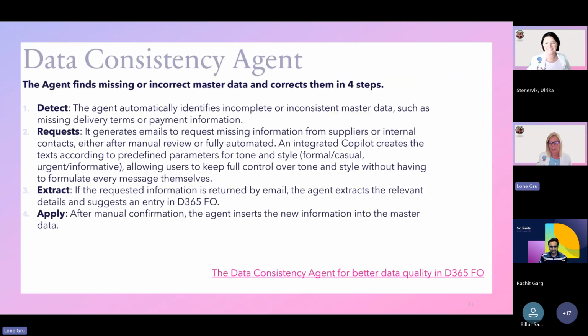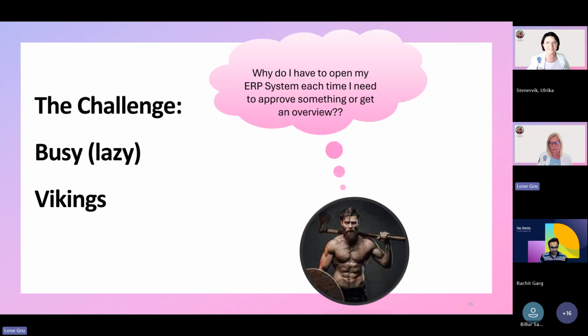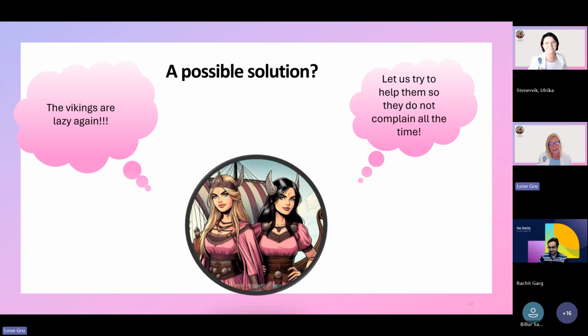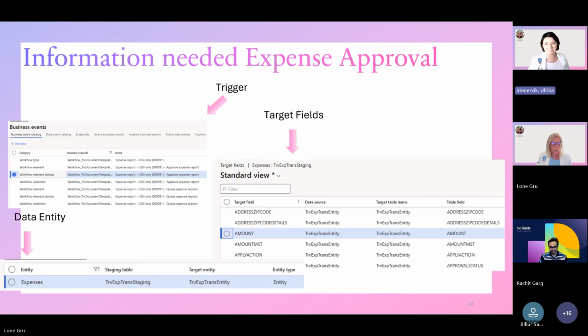We will also say we had something on build your own agent, because I was part of building an agent, but we have something that Jonas has been a part of helping with. We have some very lazy Vikings in our countries, and they don't want to go into the ERP system to approve things. So Ulrika, what are we going to do? We need to bring the ERP system closer to the Vikings. And how do we do that? Let's try to help them so they don't complain. Where is a Viking? They're in Teams. They don't want to go into the ERP.